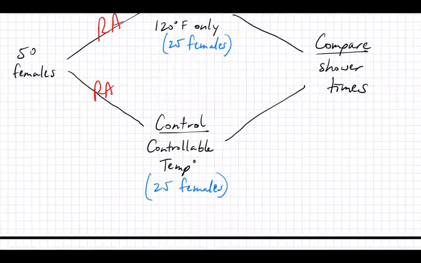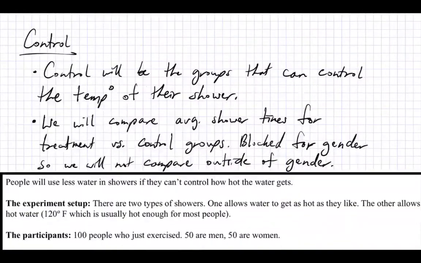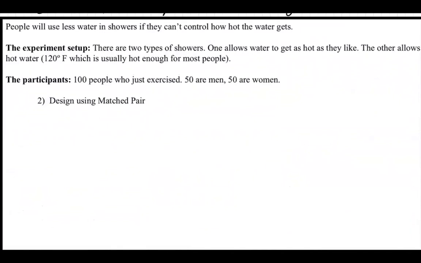So let's look at this one here. We did this one yesterday, but we did it using block design. Okay, so we'll do one together and then I'll let you do one and then we'll be done. We know the background, right? People will use less water in the shower if they can't control the temperature. If I can't turn the nozzle to control the temperature, then I'm going to use less water. That's what they say. Okay, so we get 100 people who just exercise, 50 men, 50 women. We have 2 types of showers. One shower gets as hot as you like, I can control it. The other one stays at 120.